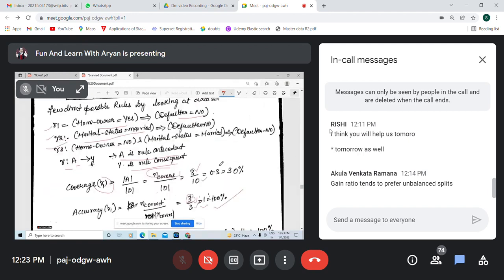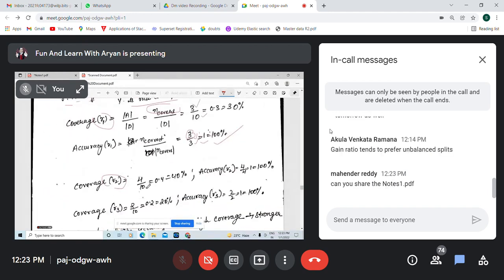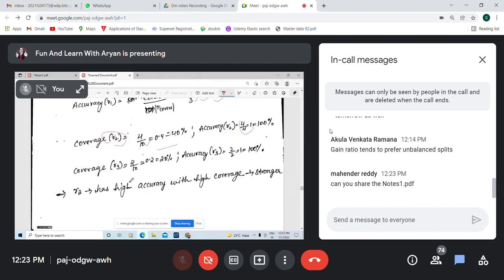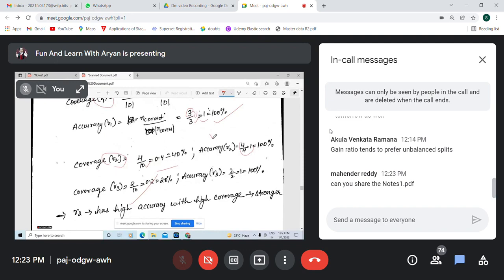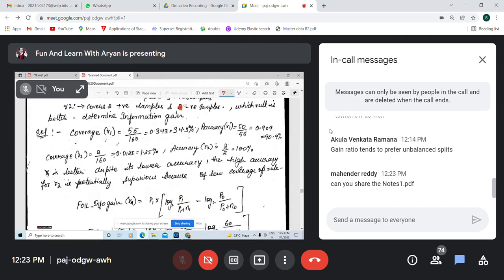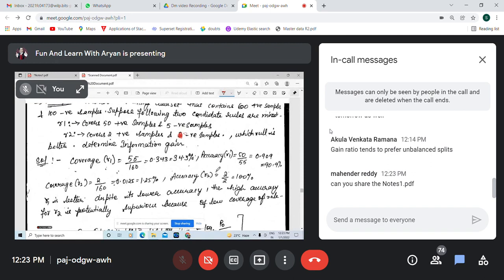So we have 4, so 4 by total number of tuples 10. So coverage is this. What is the accuracy? All 4 are correct, right? 4 by 4. Similarly, you can calculate for R3. Now, whichever has high accuracy will be your stronger rule. But here all are having 100% only. Okay, so we will see another problem, then we will see the difference.